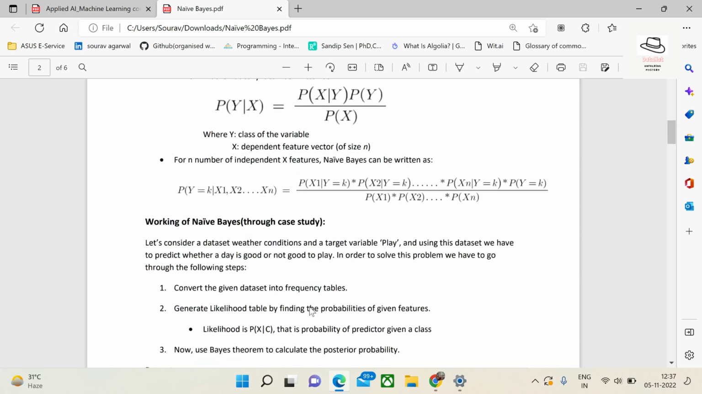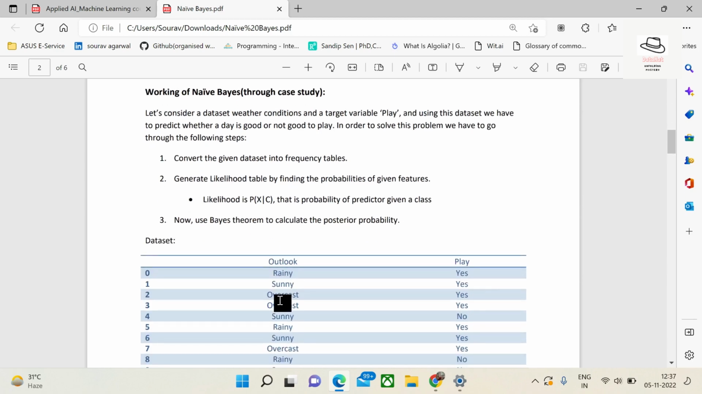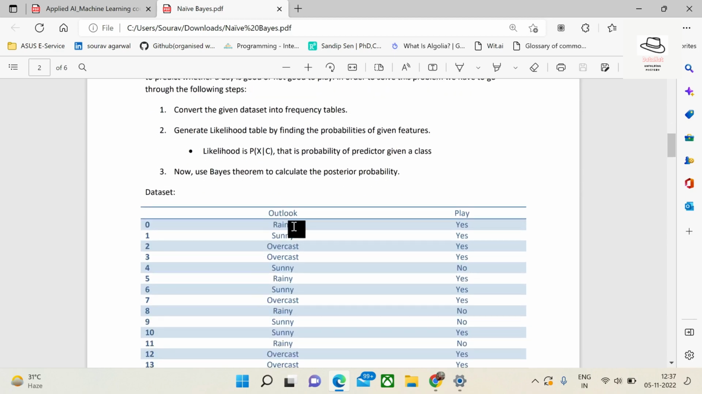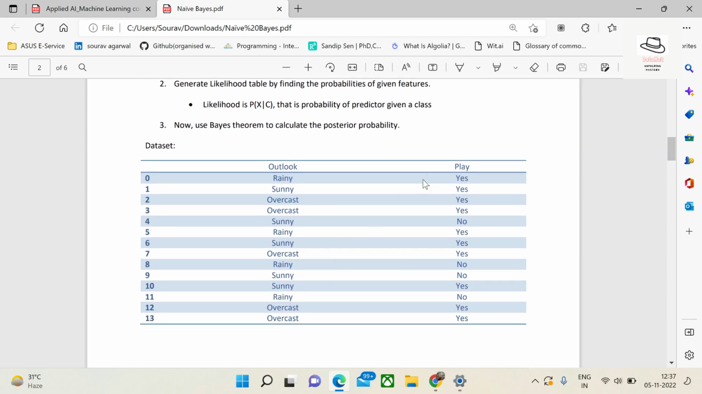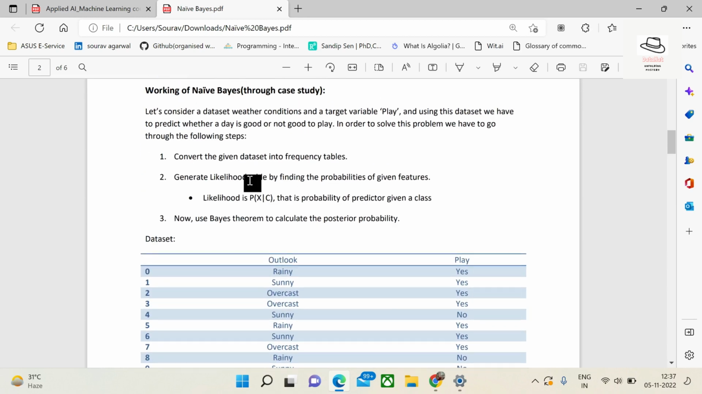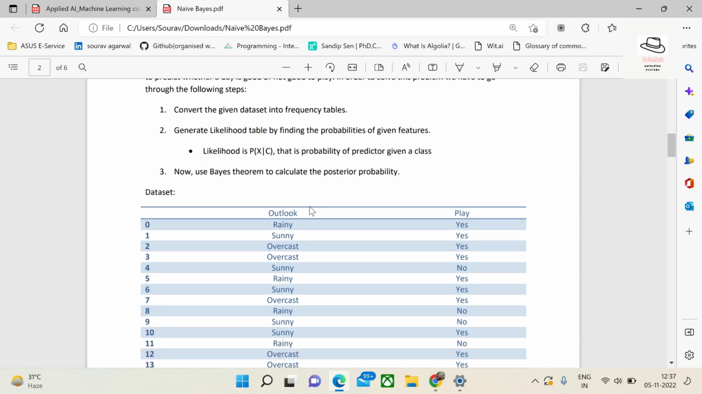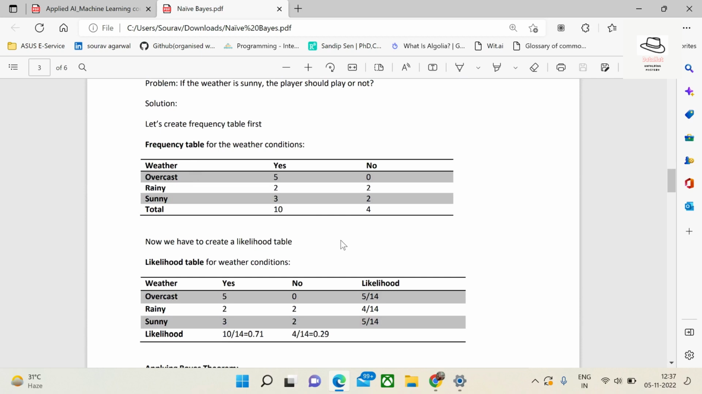That's it. Now let us also see the working of naive Bayes through a case study. We have a data set consisting of the weather reports: rainy, sunny, overcast, overcast, sunny, and so on and so forth. So we have one feature. The output is denoted as play, whether that individual will go out to play or not. So we first convert this given data set into a table of frequencies. Okay, let us see what the table of frequencies is here.